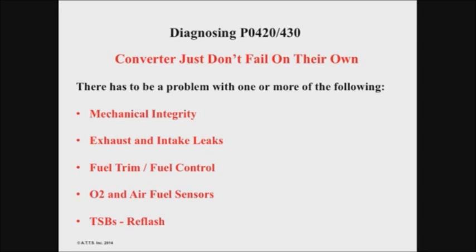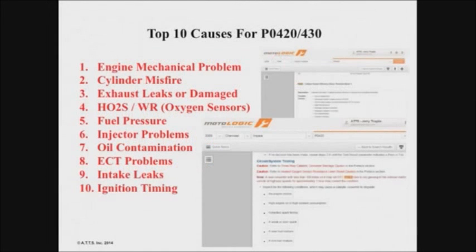O2 and air-fuel ratio sensors. Remember, they're the guys either controlling fuel or checking if the cat is good or bad. And of course, TSBs and reflash. And as I go through, of course we're limited on time, but as I go through, you can see some of these examples as I continue on. So, the top 10 causes. And again, you can look on MotorLogic and find all this same type of information.